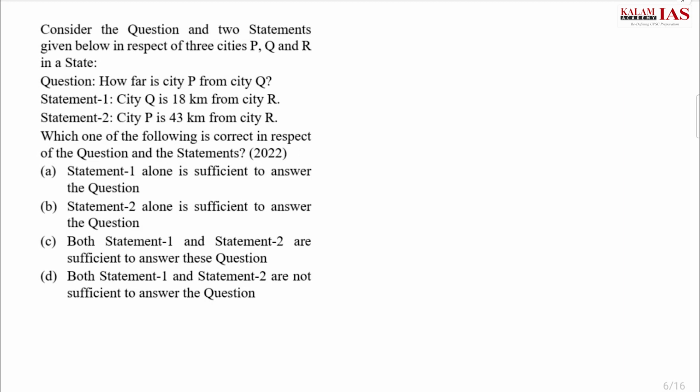Now in this, it is given, consider the question and two statements given below. There are three cities P, Q, R in a state, and we have to find the answer to the question: how far is city P from city Q? Statement 1 is, city Q is 18 kilometers from city R. Suppose this is city Q and this is city R. It is 18 kilometers.